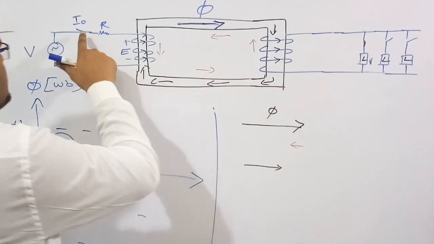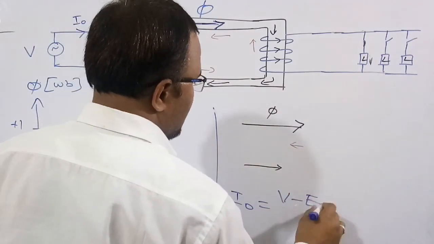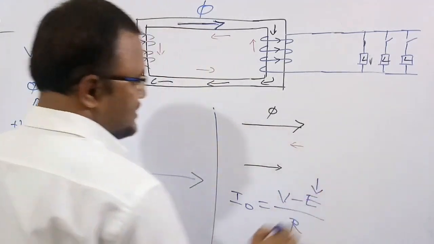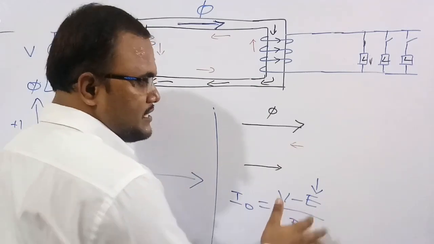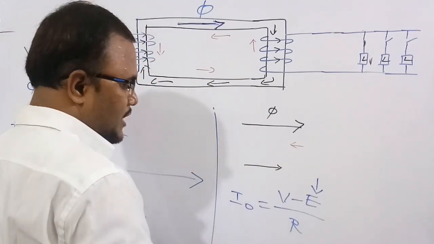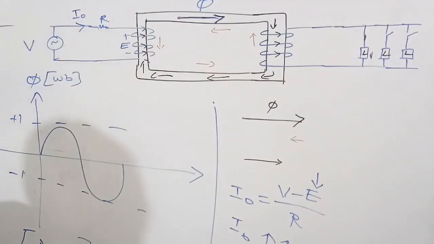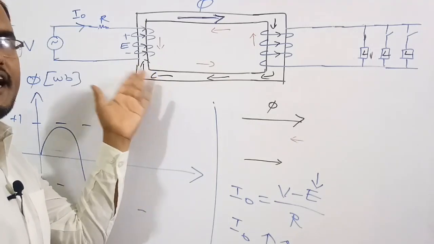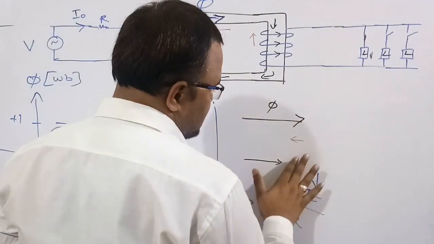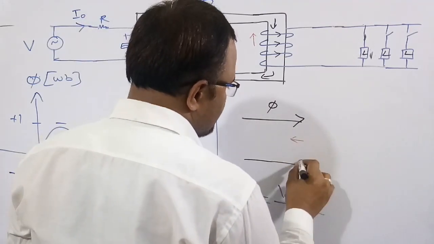See here, the expression of the current I0 is equal to (V minus E) by R. So as E decreases, V minus E is going to increase. As R is constant, as E decreases, the current I0 increases. As I0 increases, I0 is directly proportional to flux. So again, as the flux increases, it comes back to its original value.